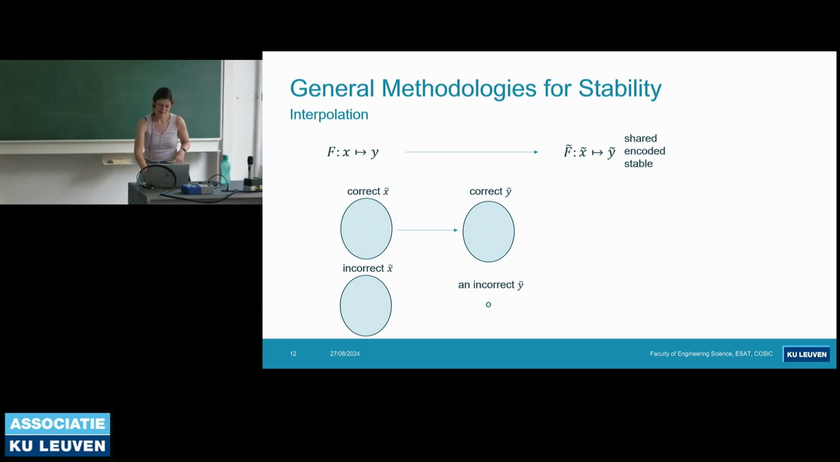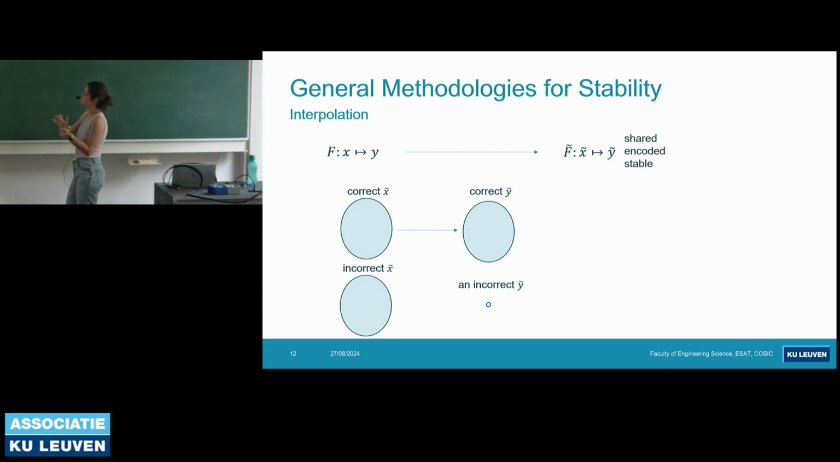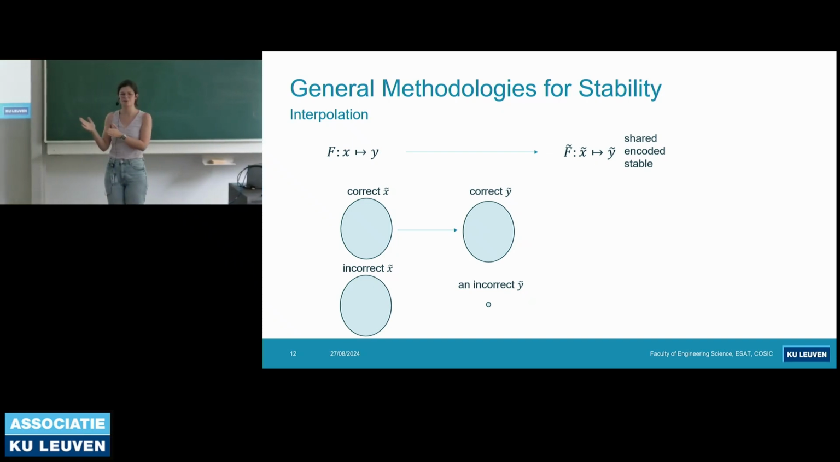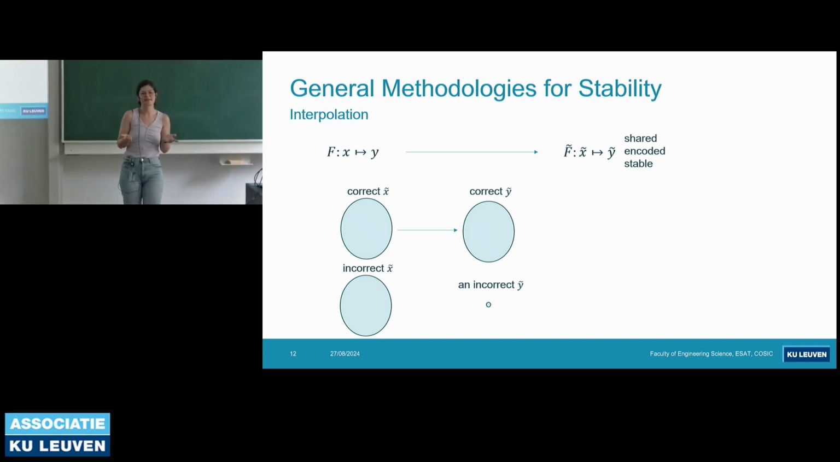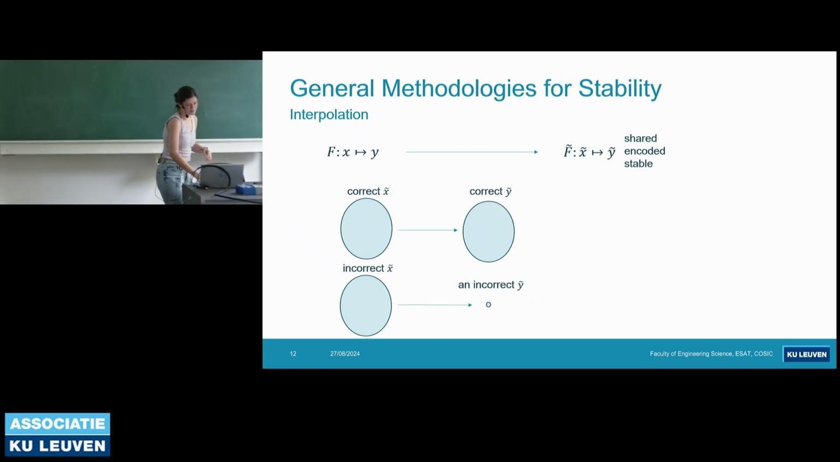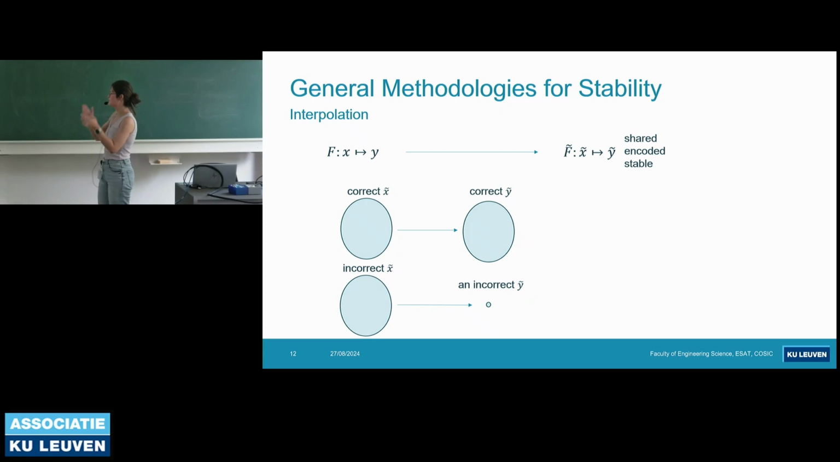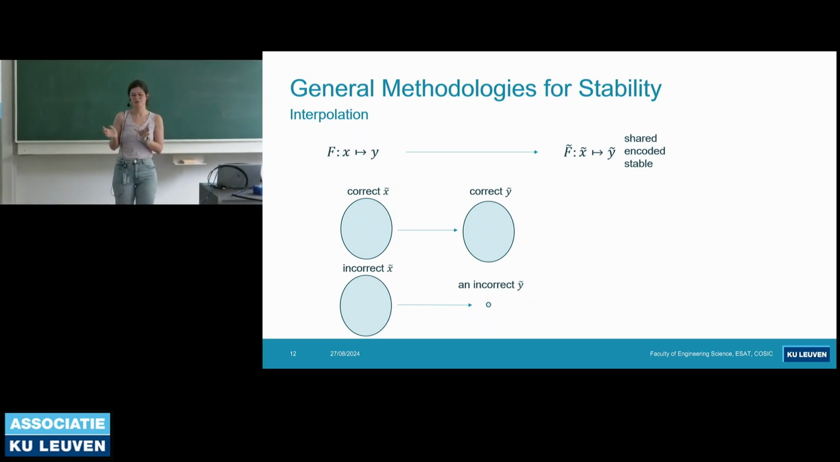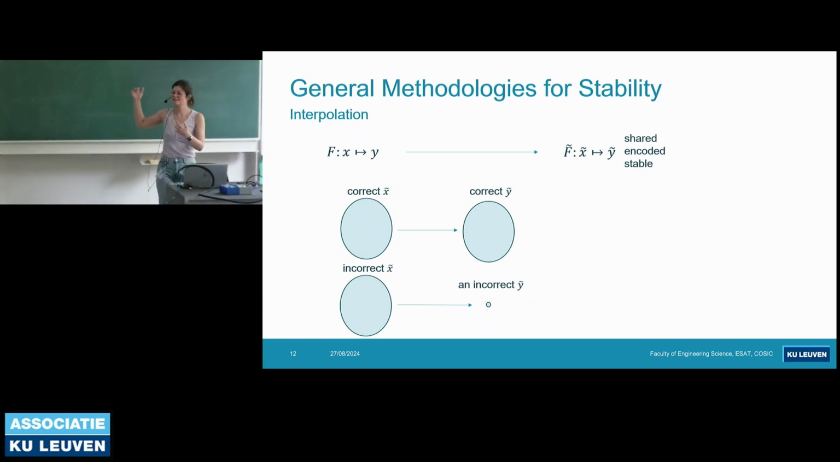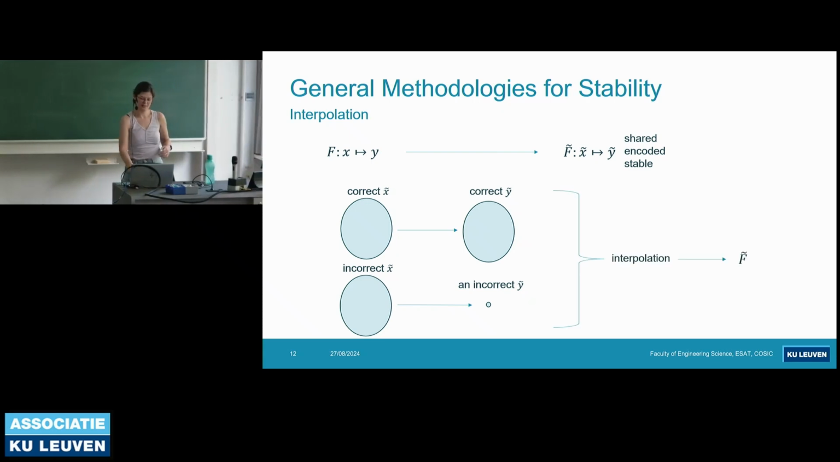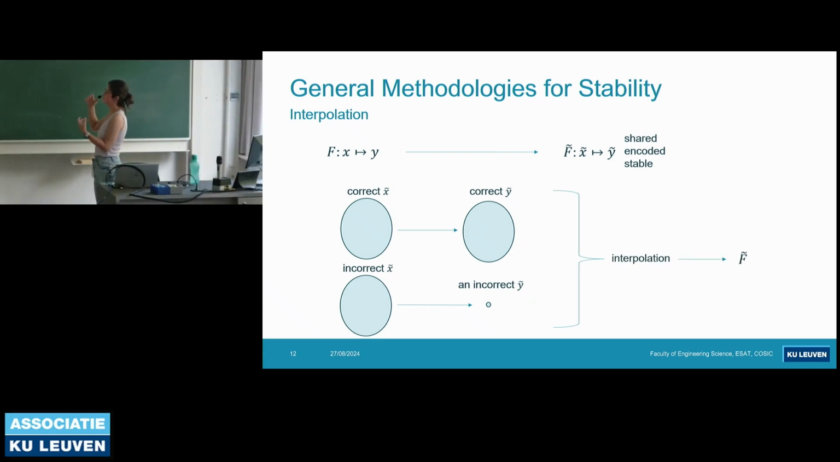What we do is map all the correct input code words to the correct output code words, because this is how the function actually behaves. Next, we map all the incorrect input code words to a random incorrect output code word. Now we know that this list is finite. So by using interpolation, we can find such a mapping which maps all the correct input code words to correct ones, and incorrect code words to a random incorrect output code word.